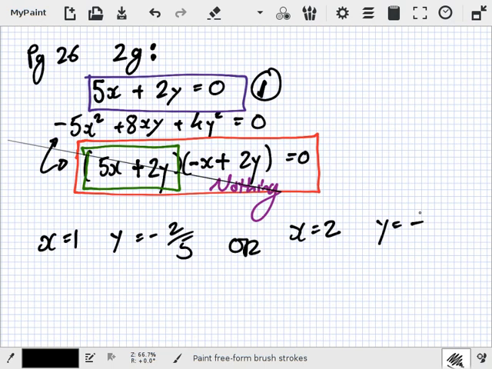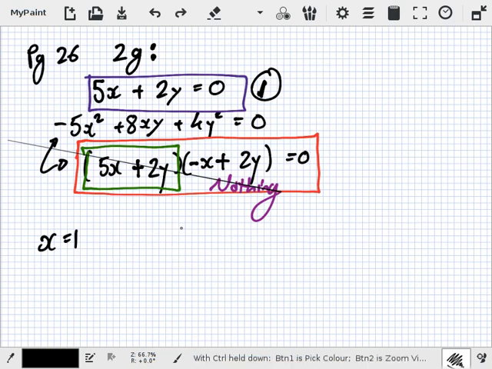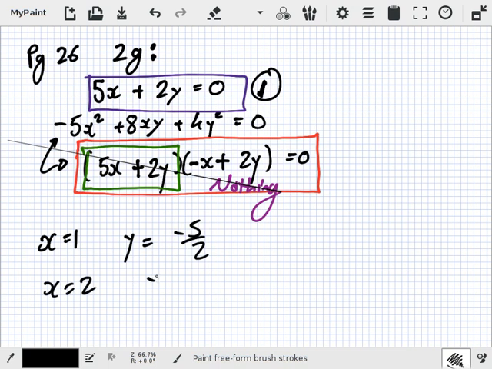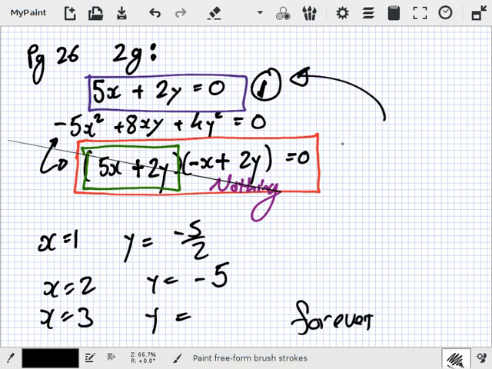Minus 10 of, did I do that wrong? Let me try that again. If x is 1, then y would be 5 over 2, minus 5 over 2. If x was 2, then y equals minus 10 over 2, minus 5. If x is 3, then we'll get another value of y, and this thing goes on forever. It's because I have only one equation but two unknowns.